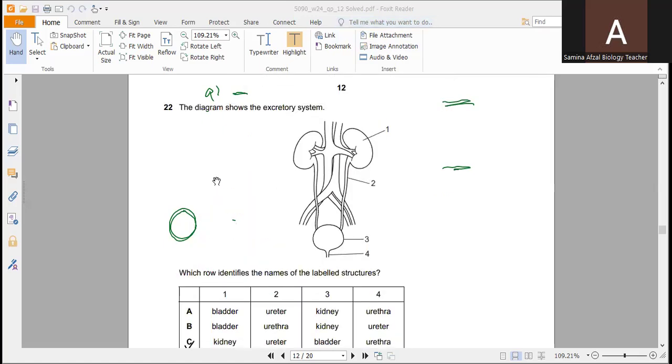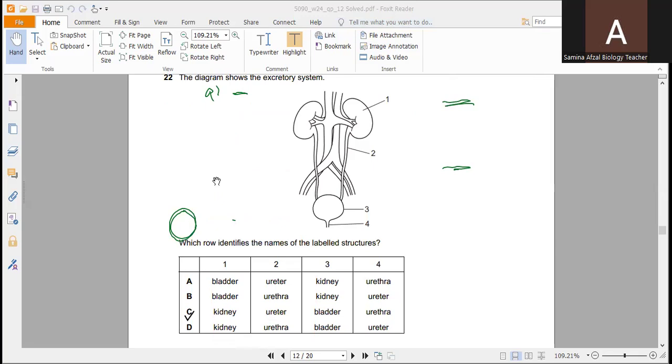Next question is 22, and the diagram shows the excretory system. Here you can see they have given us the excretory system and they have labeled 1, 2, 3, 4. So we will write in front of them. So these are the main part of the excretory system, which is kidney. And second is the ureter, which takes the urine out of the kidney.